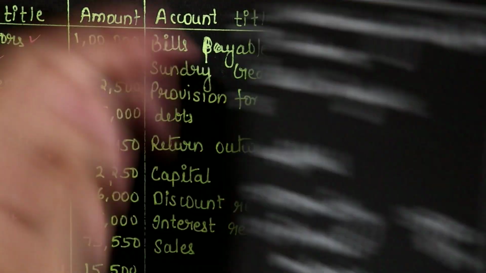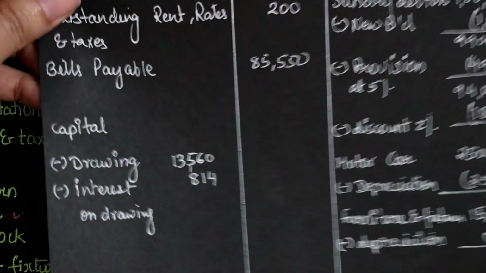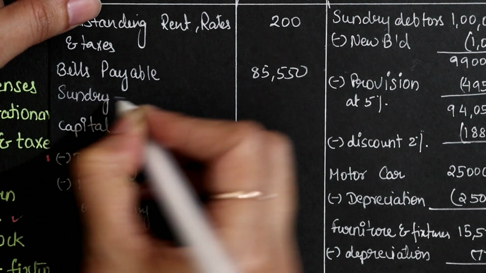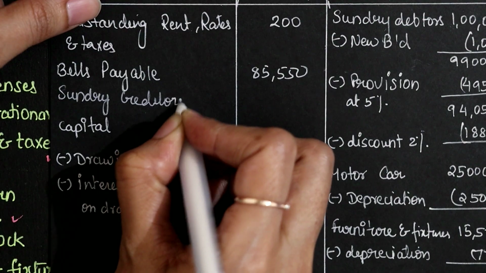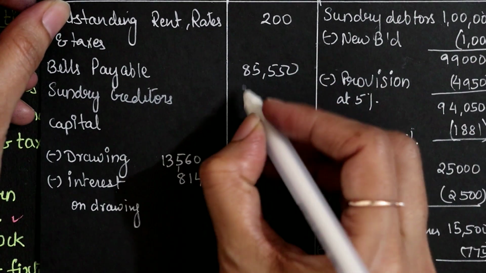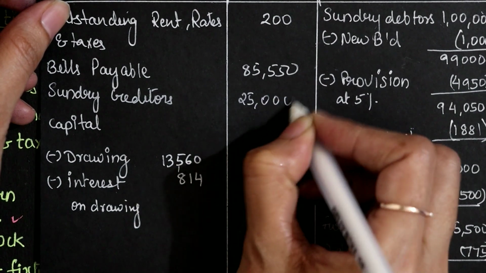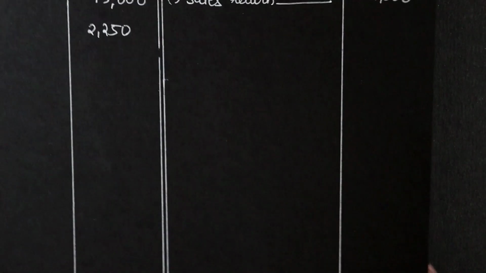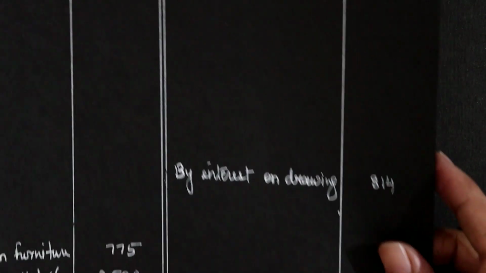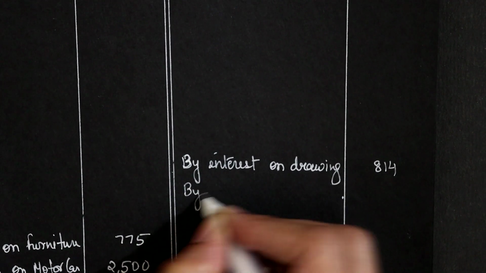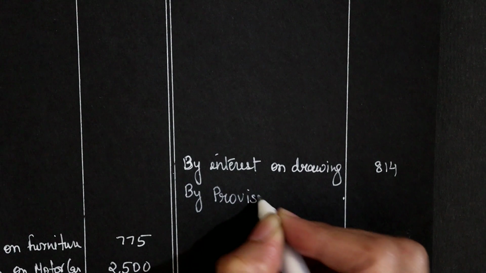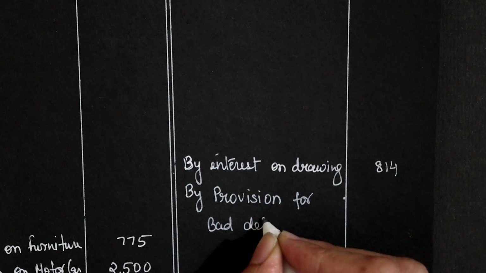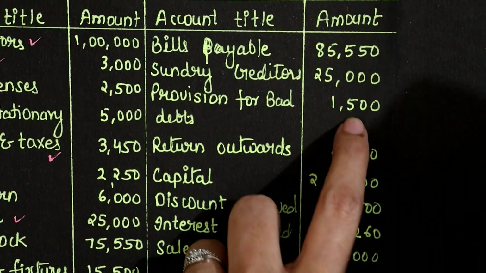Then we have sundry creditors. There also we don't have any adjustment. The amount is 25,000. Then we have provision for bad debts. As I told you, this should appear on the profit and loss account, credit side. By provision for bad debts, 1,500.